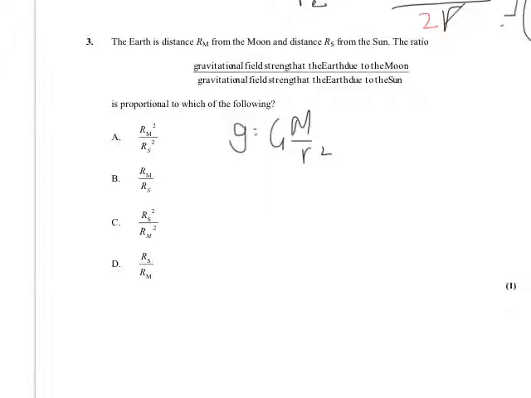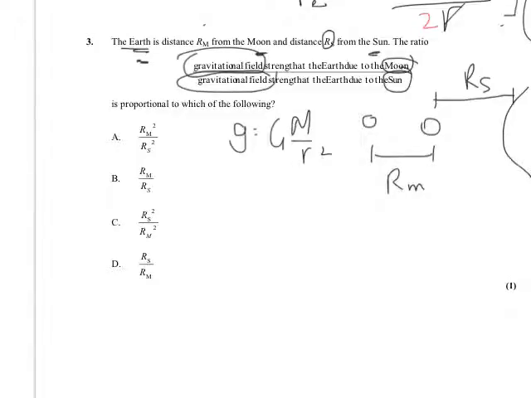Okay, so in this one, if the radius Rm is from the moon to the Earth, and the distance Rs is from the sun to the Earth, how do we work out the ratio of gravitational field strength due to the moon and the gravitational field strength due to the sun? So the Earth is here, there's the sun. This is obviously not to scale, okay, so there is our Rm and our Rs.